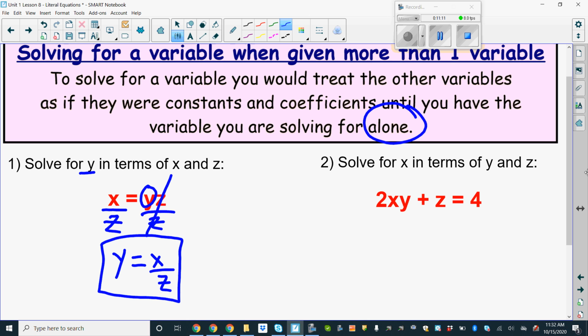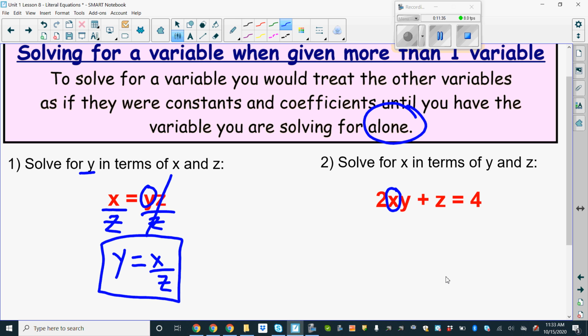Same thing here. We want to now solve for x. I'm going to circle the variable we're solving for. Here's this equation, 2xy plus z equals 4. Your first step always is to move the number or the term that is being added or subtracted to the variable you are solving for first.